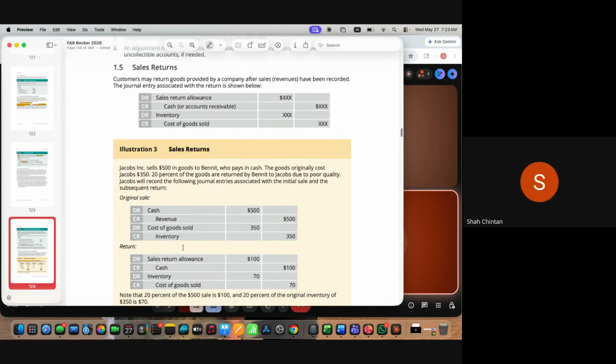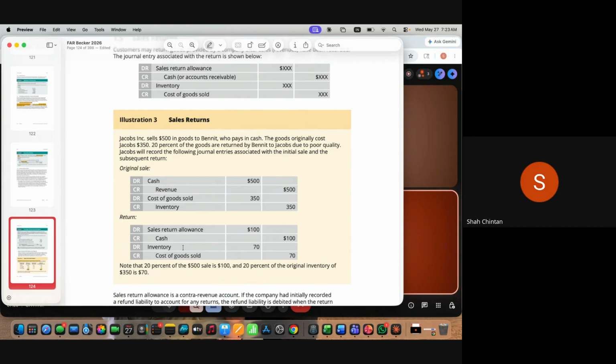चलिए आ जाते हैं एक और छोटे से topic के ऊपर. Now when there is a sales return, आपने जो entries post की थी when you are doing the sales, आप exactly same entries को reverse करते हो. So let's understand example number 3, बहुत ही simple example है, nothing complicated. For example, Jacobs Incorporation, they have sold a 500 goods to Bennett, who pays in cash. Your entry is cash account debit 500 to revenue account 500 because control is transferred. You can recognize the revenue.